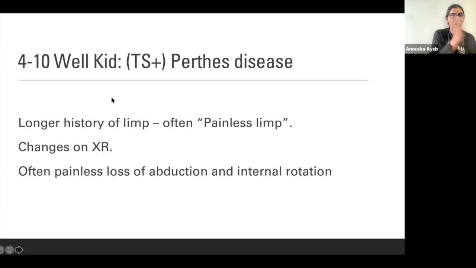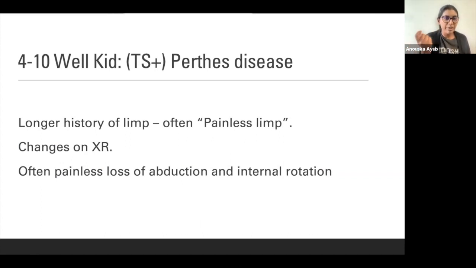So, kids 4 to 10. We've done transient synovitis. Now we're talking about Perthes disease. Perthes disease is avascular necrosis in patches of the epiphysis, which Anna went through, which bit is the epiphysis of the hip. It's often a longer history of limp, and it's often what we call a painless limp, which is a bit weird. So it's a limping child that jumps on and off the bed, can happily run around the clinic, but has got a bit of a hobble going on.